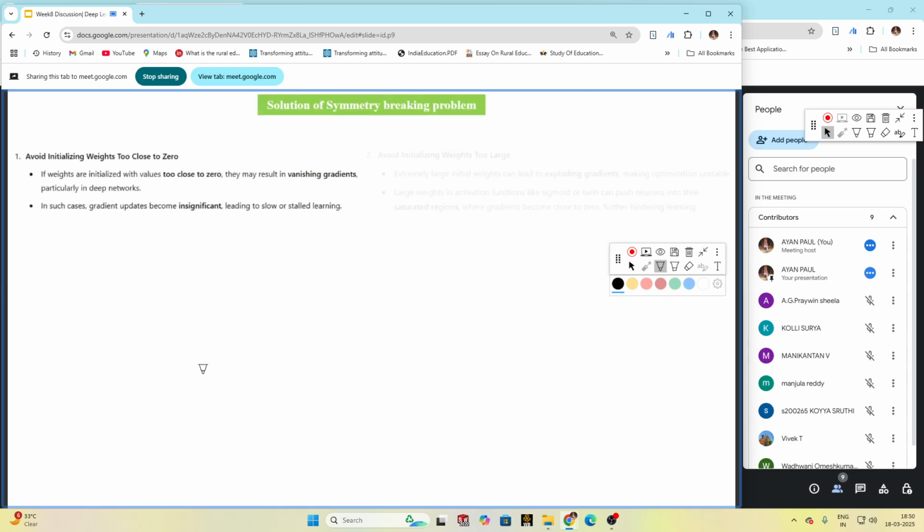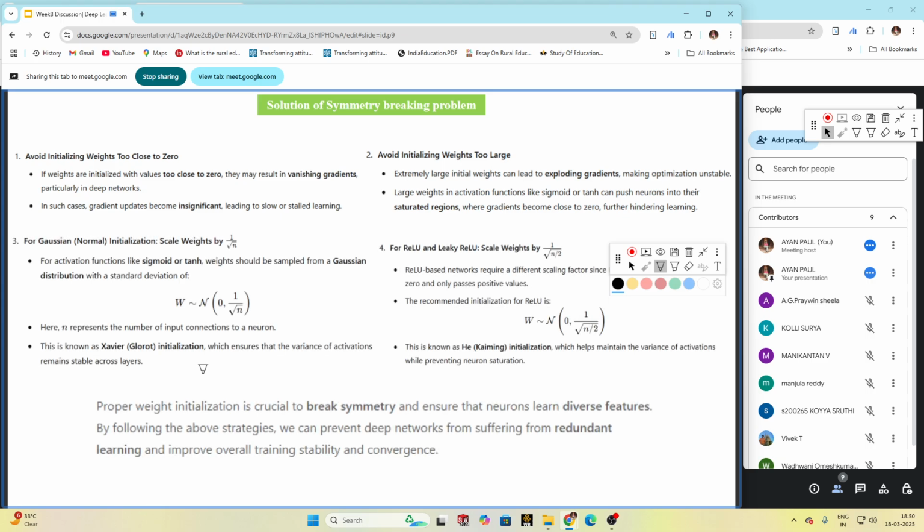The solution to this symmetry breaking problem has a few cases. First is to avoid initializing weights too close to 0, as we have seen, because whenever we initialize values very close to 0, they may result in the vanishing gradient problem. So that is why the first thing you have to keep in mind is to avoid initializing our weights very close to 0.